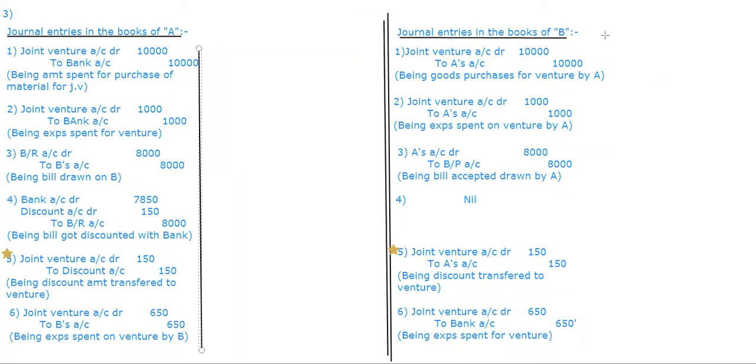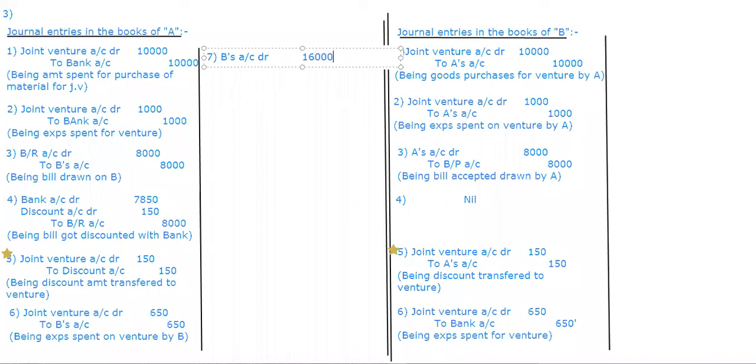Here also let me draw the line. So next is what? Seventh entry is B sold sales. So when B is selling, we have to write B's name only, no? So sold timber for how much? 16,000.